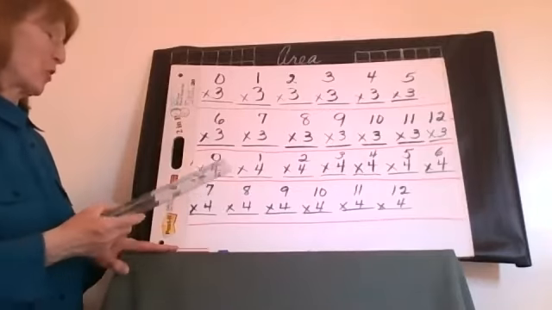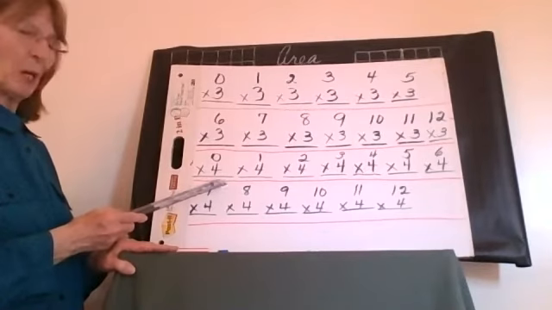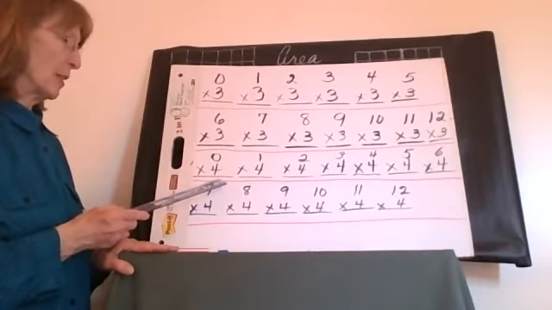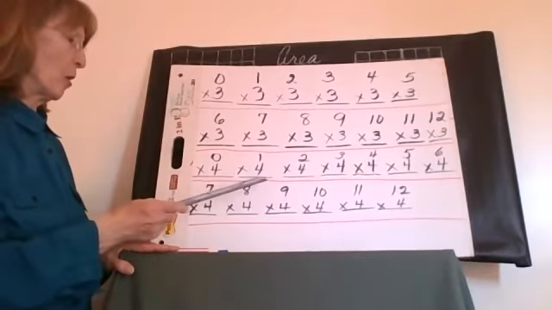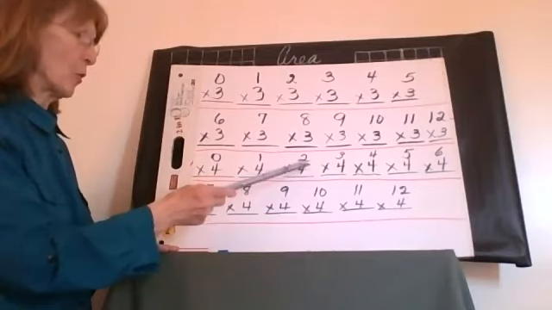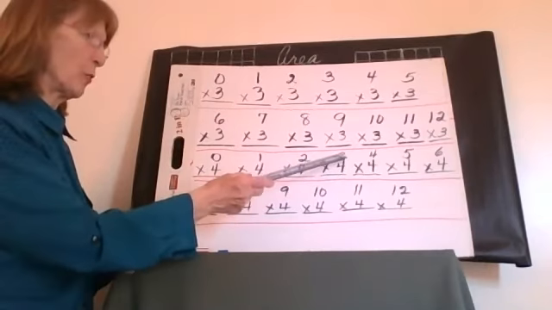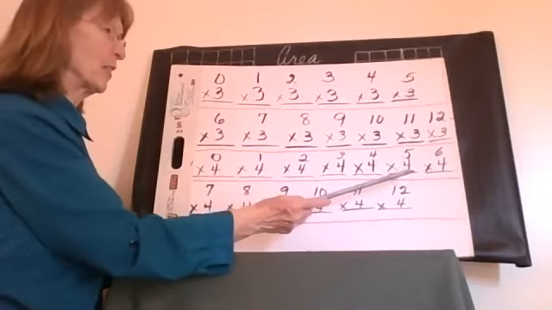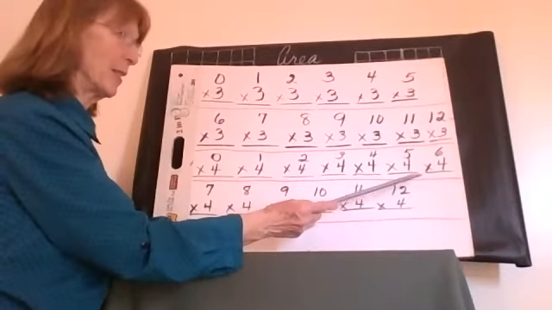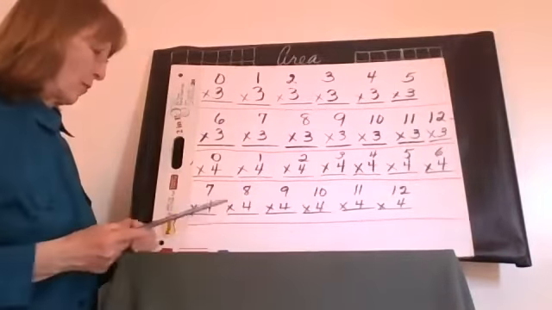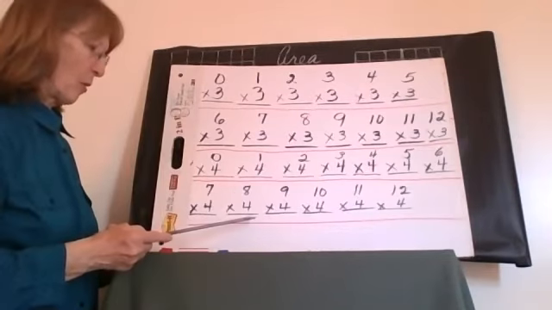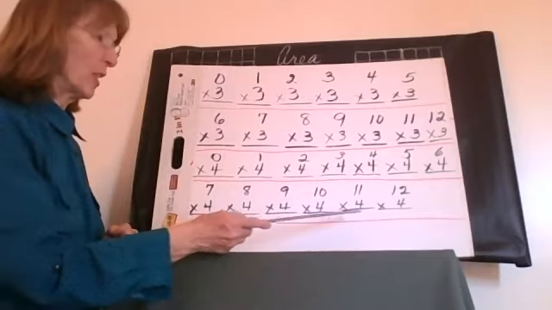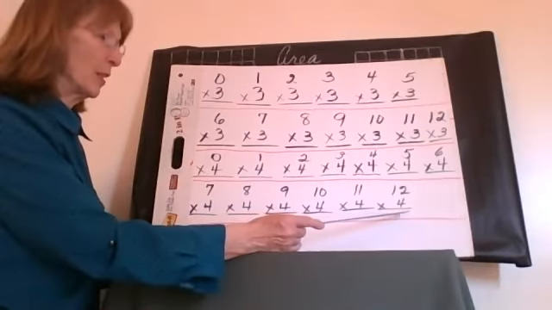Okay, let's do 4s. Now, we haven't counted by 4s, but you can memorize counting by 4s. Let me show you. 0, 4, 8, well, you know that one. 12, you know that one, if you know that one. 16, oh, you know this one. 20, 24, 28, 32, 36, 40, 44, 48.